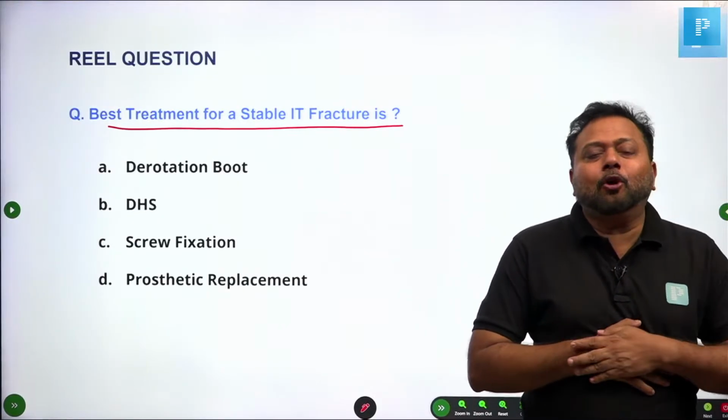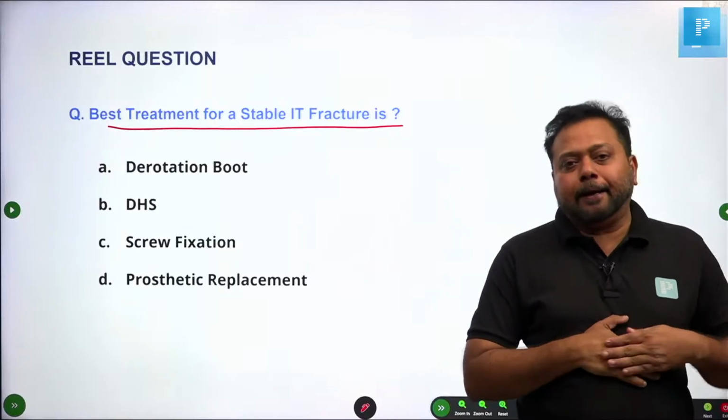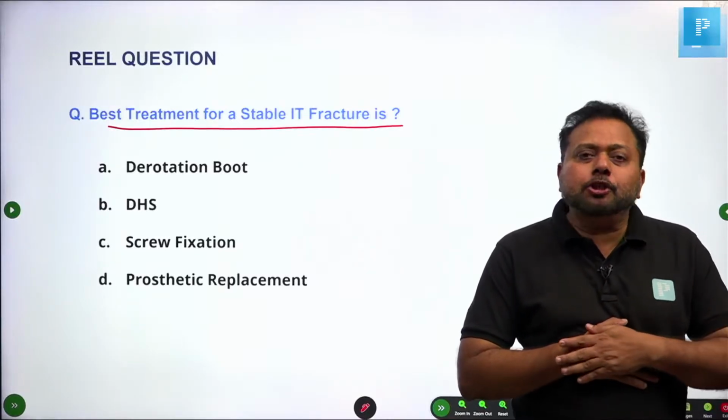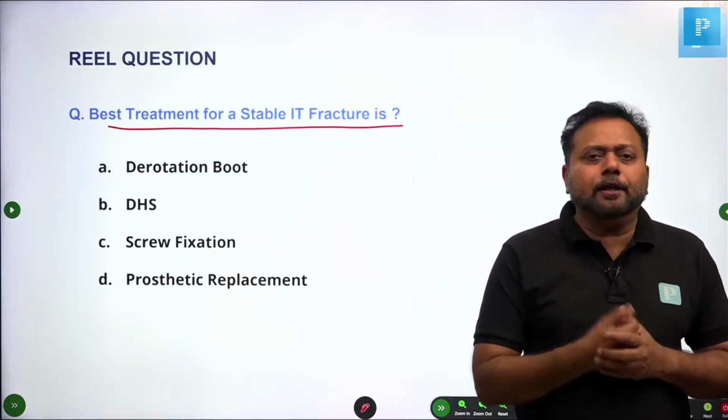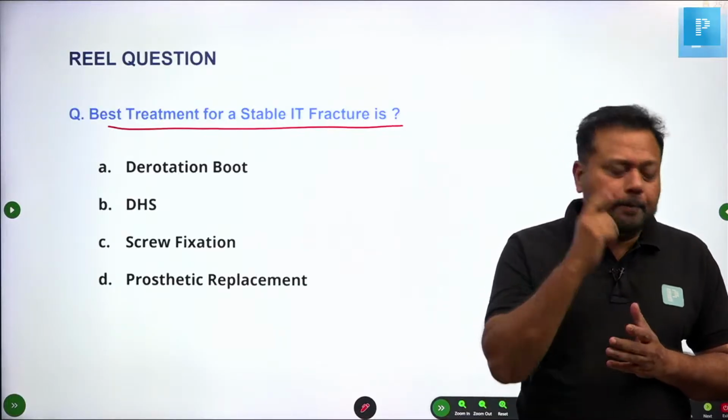See, in multiple myeloma, it is called punched out lesions. The word moth-eaten is not mentioned in the textbook. Okay, it's punched out lesions of the bone, multiple myeloma.